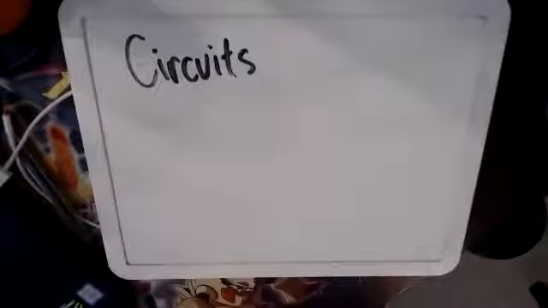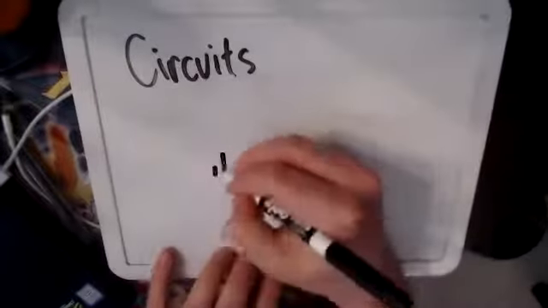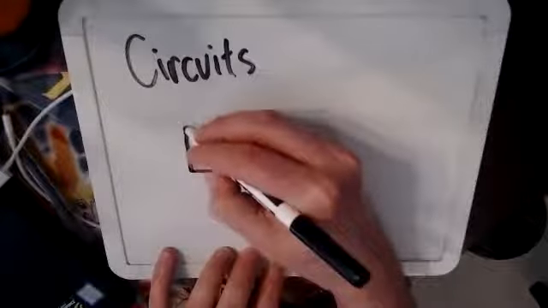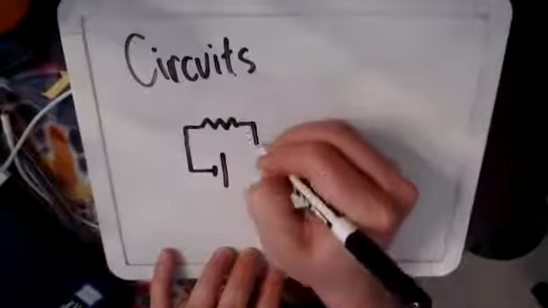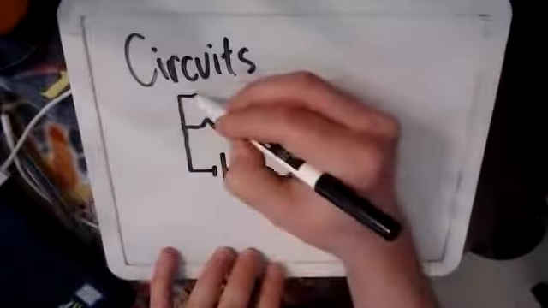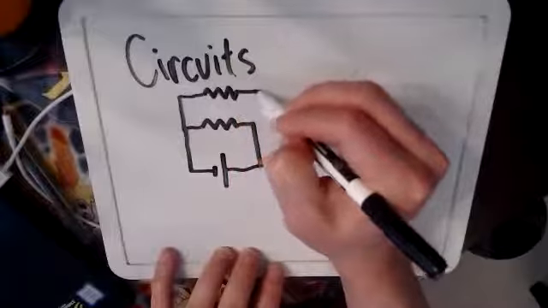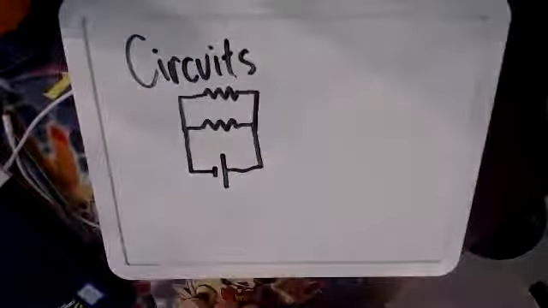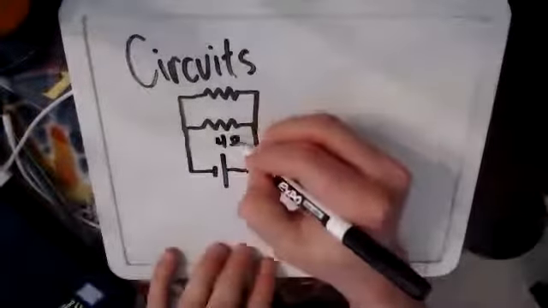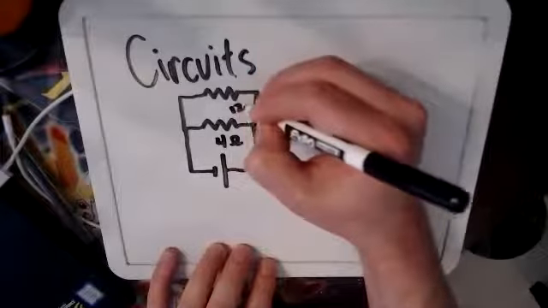All right. I guess we could go through a basic calculation. Let me think of some numbers. Okay, if I do a 4 ohm resistor here and a 12 ohm resistor here, I think we'll be okay.